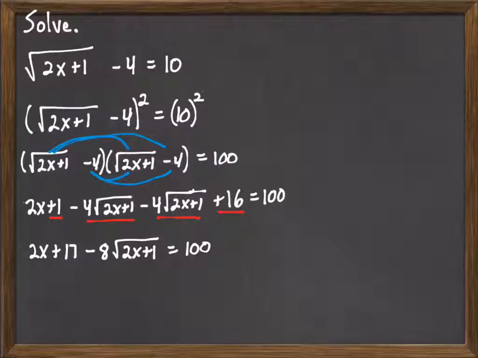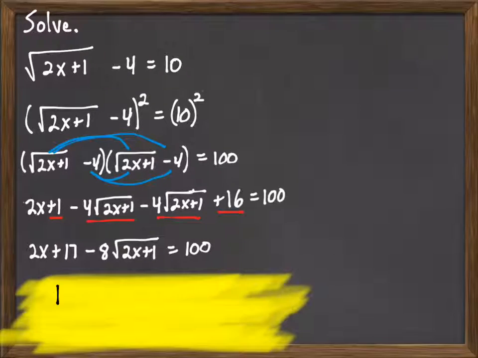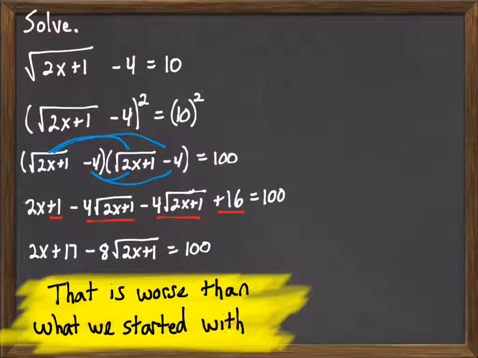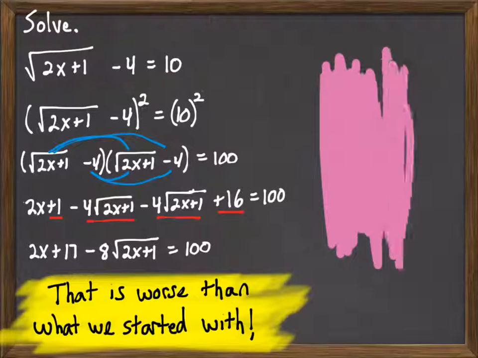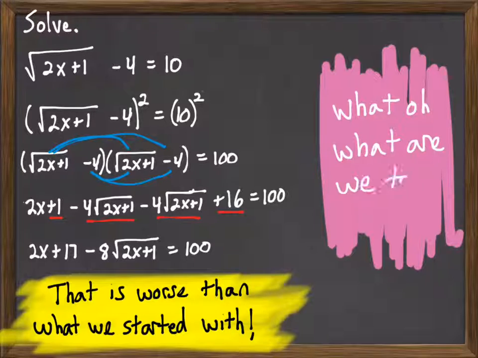And so by squaring both sides, we ran into this. And all I can say about this is that's worse than what we started with. That's horrible looking. Compared to the thing we started with, it's terrible, downright horrible looking. Okay, so what do we do then? What are we going to have to do now? Because squaring it didn't work.